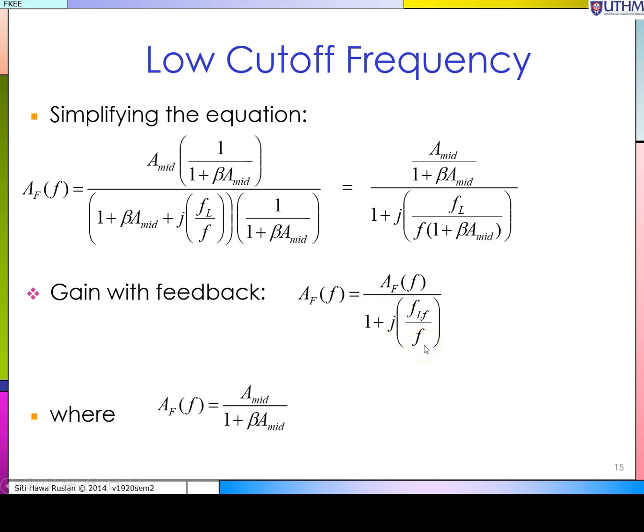So with that, I can write that AF is A divided by 1 plus beta A, which is, we come to the same equation previously, and we get the relationship between FLF and FL. Okay, your FLF will be FL divided by 1 plus beta A, because FLF will be less than FL.